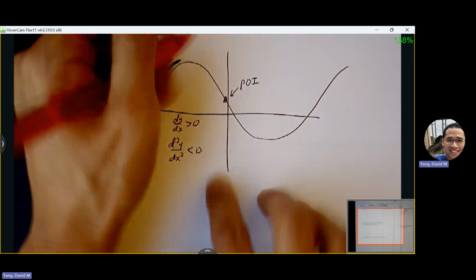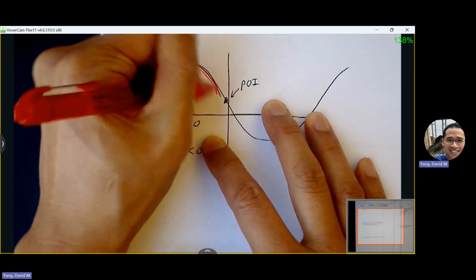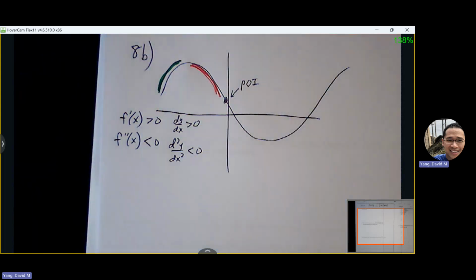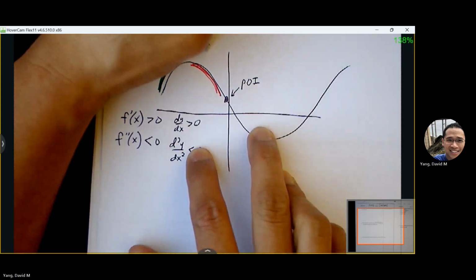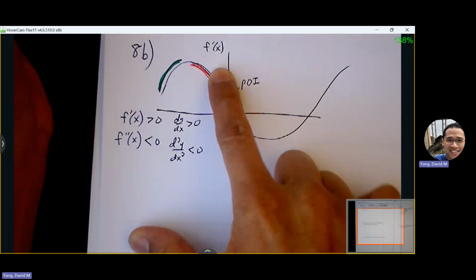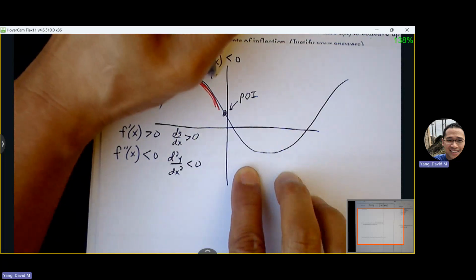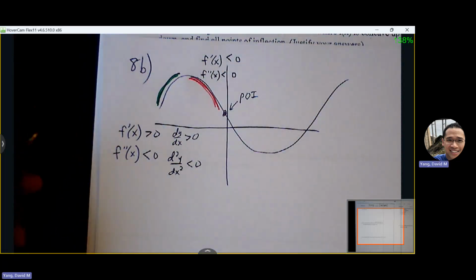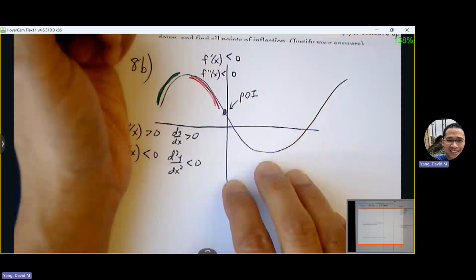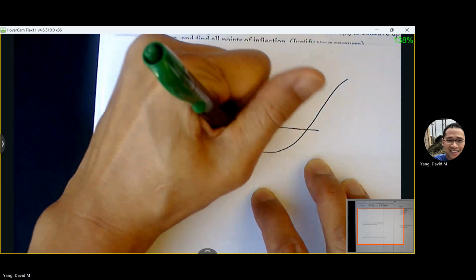Let's move on to this next part here. This portion of the graph, how would you describe the slope and the concavity? Or slope, f prime and f double prime. F prime is less than 0. F double prime is still less than 0, right? Still concave down. All right, next stage. What about this?